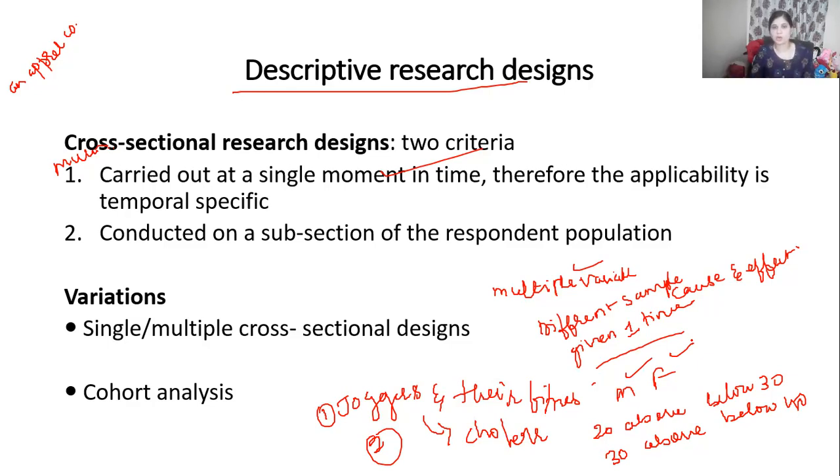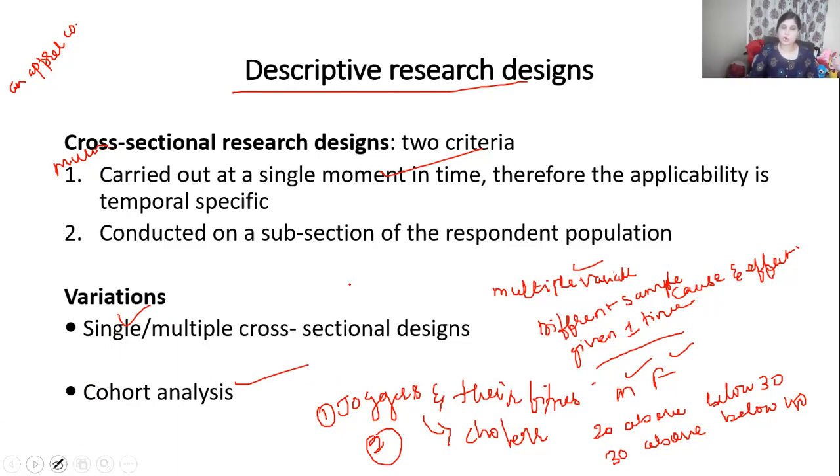That's what is called cross-sectional research, and it is conducted for a particular point of time. Single cross-sectional means only one variable with one sample and another variable with the same sample. If you are doing multiple cross-sectional, two variables with two different kinds of samples, that is called multiple cross-sectional. And cohort analysis is used in medical sciences most of the time, for a longer period of time. If you are observing a patient and recording their results for how they are reacting to medicines, that is called cohort analysis.